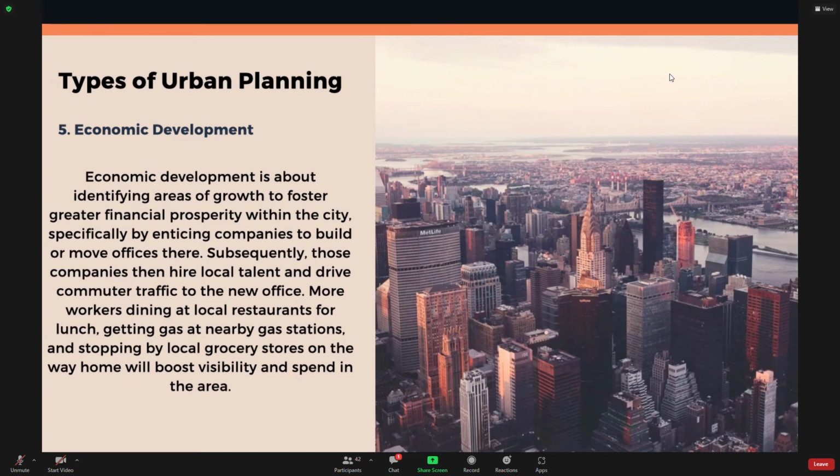So economic development is about identifying areas of growth to foster greater financial prosperity within the city, specifically by enticing companies to build or move offices there. So you need to plan. You need to foresee what kind of activities, what kind of needs, so that when you want to plan, you know who is going to use that space, who is going to move there. Subsequently, those companies then hire local talent and drive commuter traffic to the new office. So more workers dining at local restaurants for lunch, getting gas at nearby stations, and stopping by local grocery stores on the way home will boost visibility and spending in the area. So that is in terms of economic development.